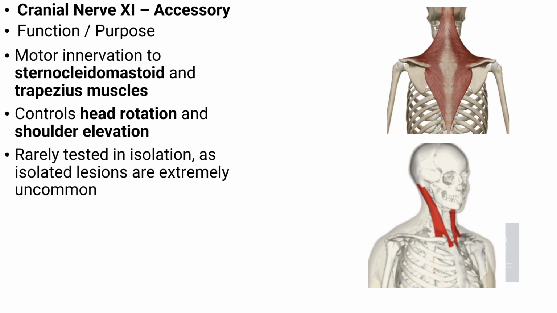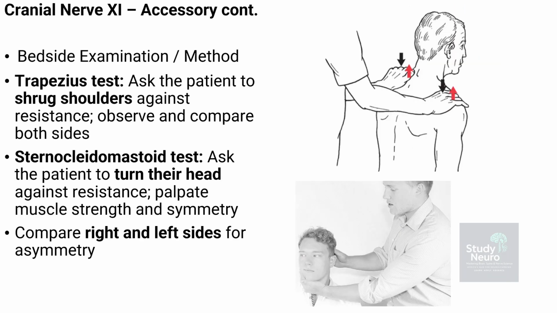When assessing the spinal accessory nerve, we focus on two key muscles, the trapezius and the sternocleidomastoid. These muscles control shoulder elevation and head rotation, which are critical for posture and coordinated movement. Begin by testing the trapezius. Ask the patient to shrug both shoulders against resistance and carefully observe for symmetry and strength.